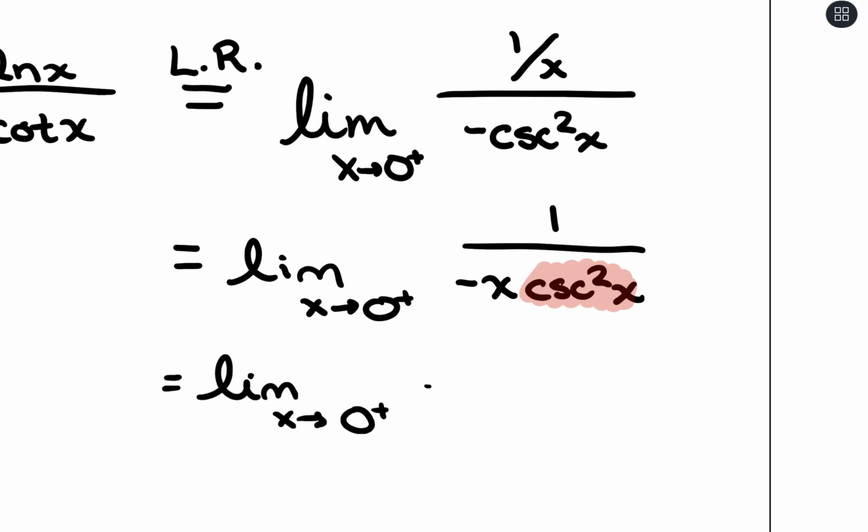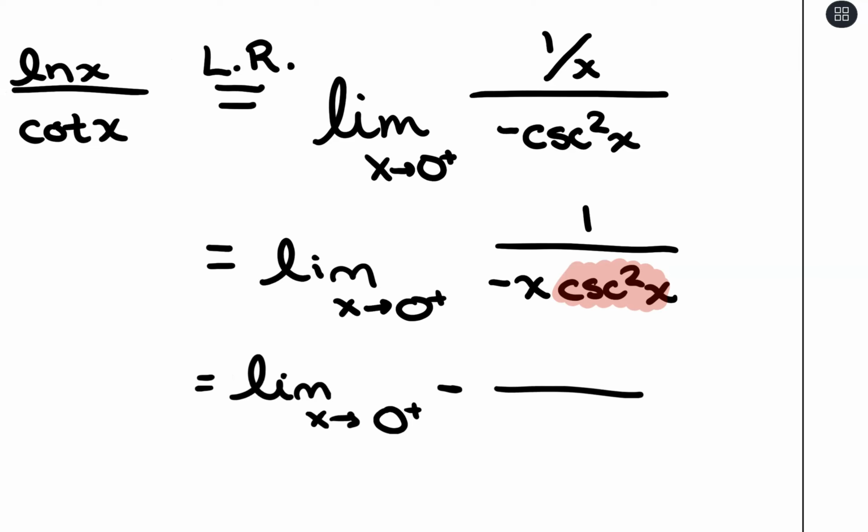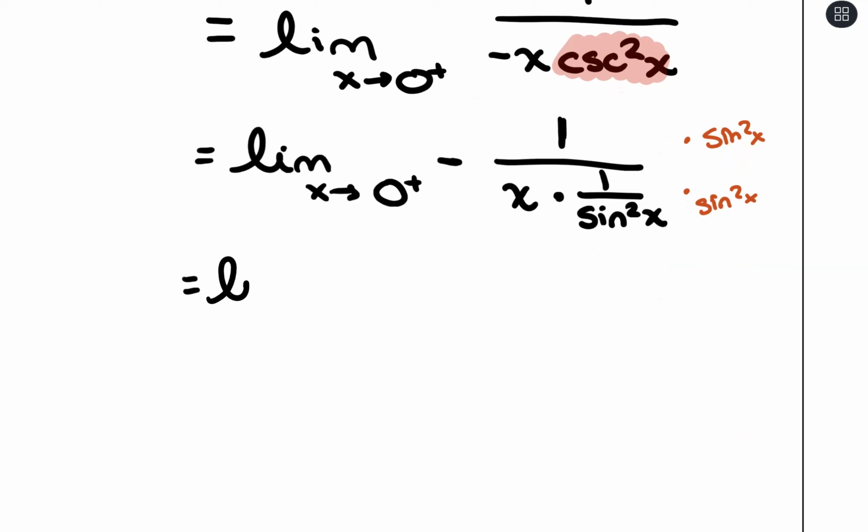I'm just moving things. I'm going to go ahead and bring that negative out front, and still have a 1 over x. And then cosecant squared would be the same thing as 1 over sine squared. If I multiply the numerator and denominator by sine squared, then what I'm taking is the limit as x approaches 0 from the right of negative sine squared x over x.